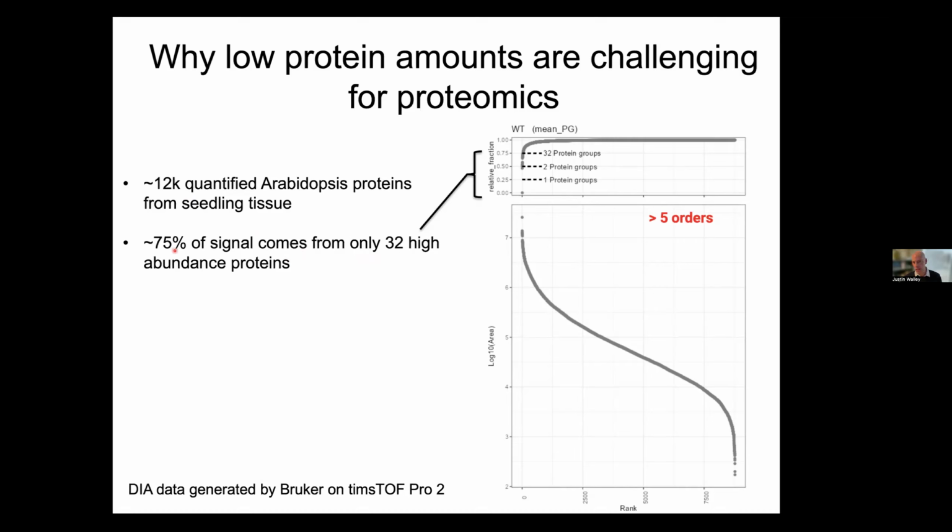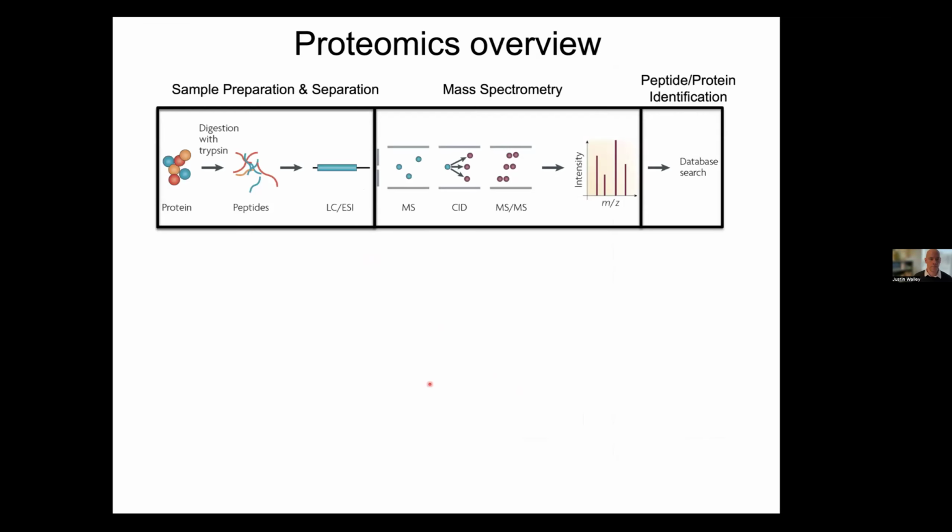So much of what you're detecting are these really abundant proteins. And it's being able to get into these lower abundance ranges where, I think, we're interested biologically.